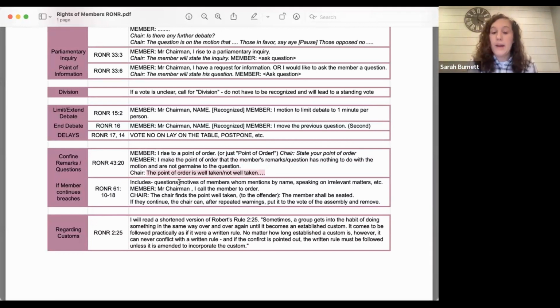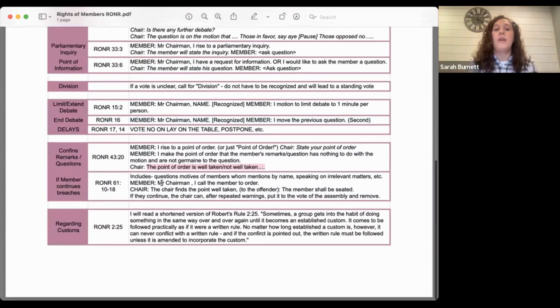And then if a member is breaking the rules, there's rules in Robert's of what a member should be allowed to do. You can't question the motives of members. You can't mention people by name. You can't speak on irrelevant matters. If that continues happening, Mr. Chairman, I call the member to order. And then the chairman will take your point of order. If it's well taken, they'll tell that member to sit down.